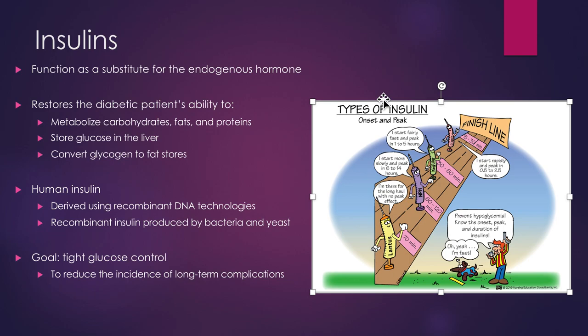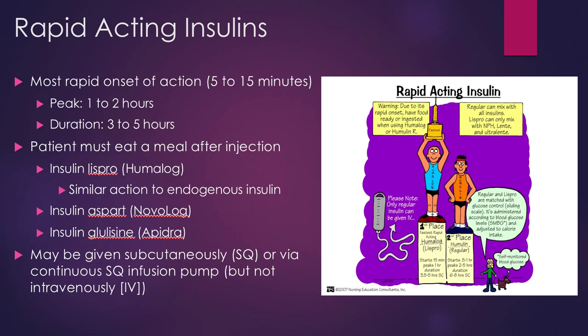Just as an FYI, we make insulin using recombinant DNA, but not all insulin is recombinant insulin. Some people still get insulin from pigs and cows. So that's kind of interesting.